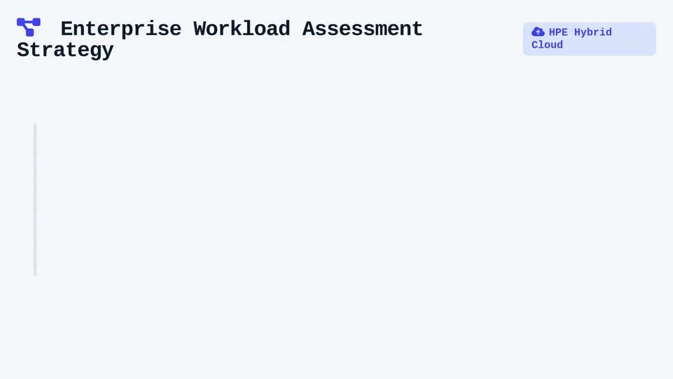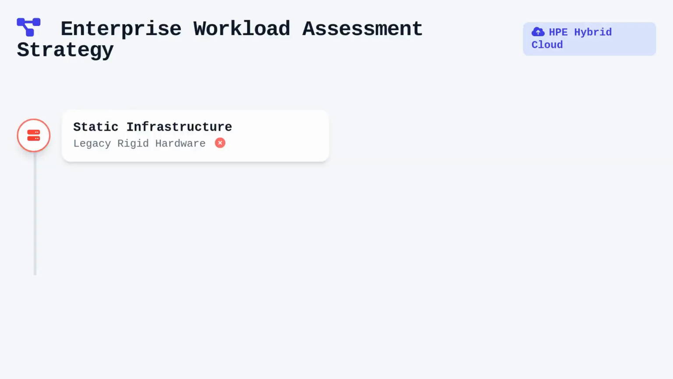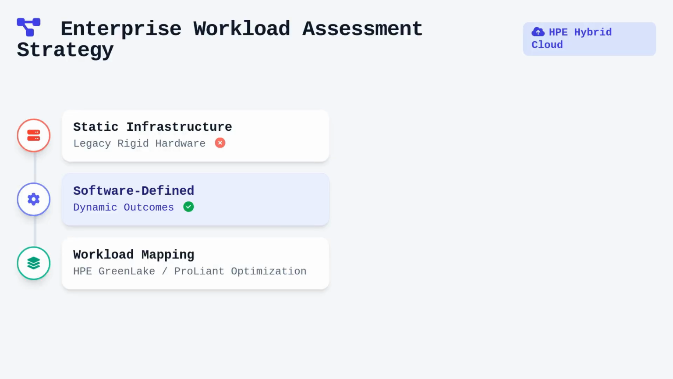Assessing enterprise workloads requires a shift from viewing infrastructure as static hardware to viewing it as a dynamic, software-defined entity that must meet specific business outcomes. When we evaluate an existing environment, the primary goal is to map operational requirements against the capabilities of HPE hybrid cloud solutions like GreenLake or ProLiant systems.